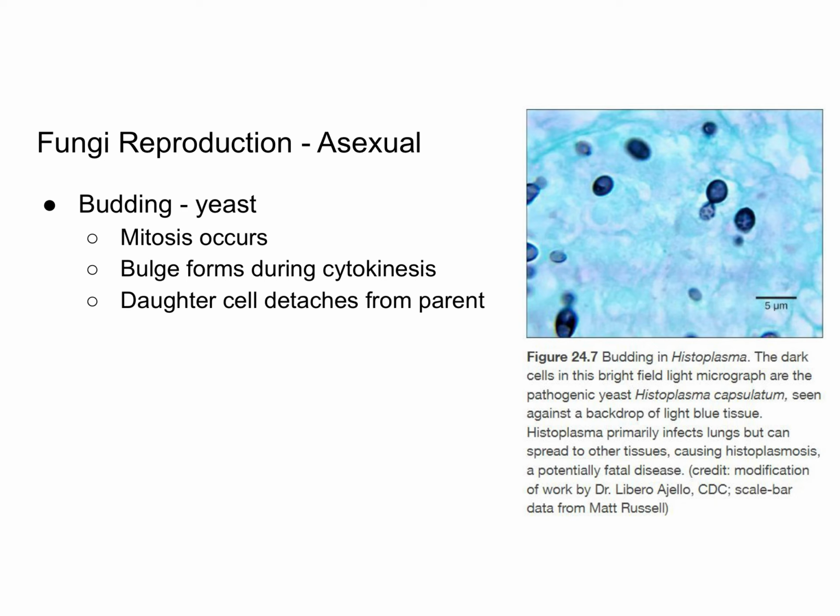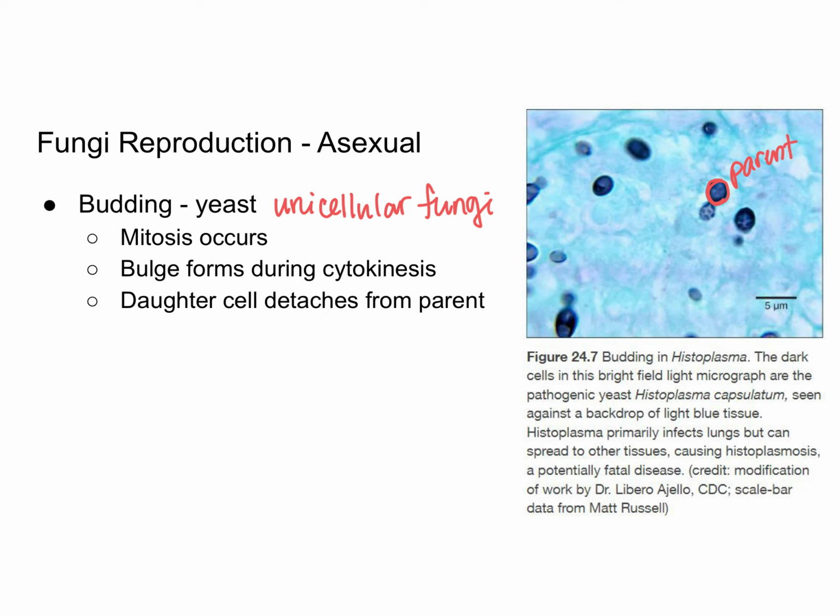Budding is a form of asexual reproduction that happens in yeast. And remember that yeast are the unicellular fungi. So you can see in this picture here, this is a picture taken through a microscope. And you can see an example of budding happening right here. So first we have the parent cell here.